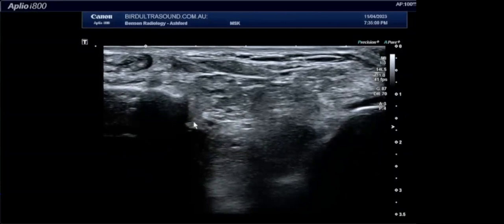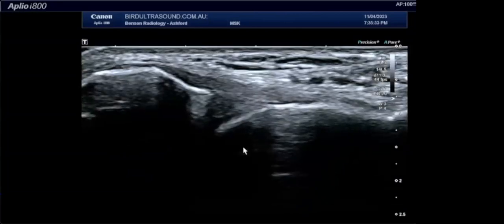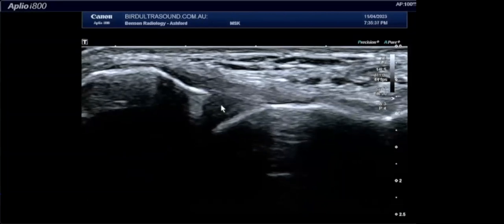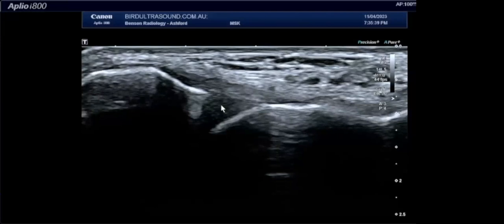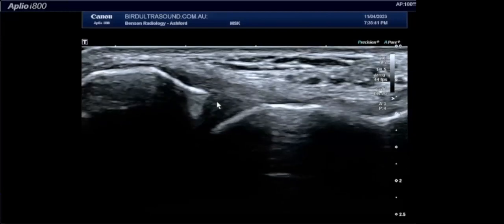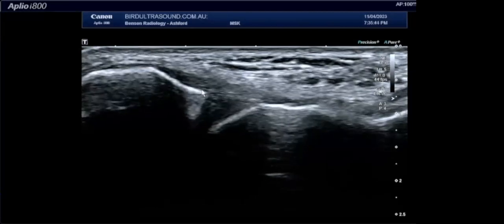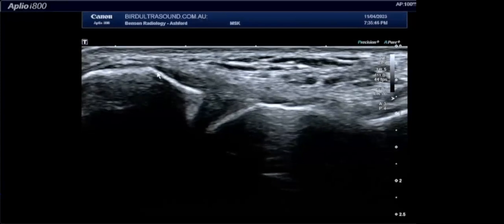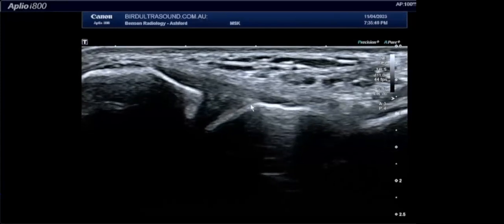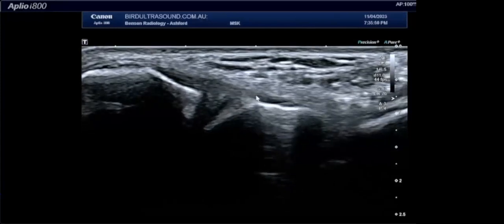What I'm doing now is I'm just placing my thumb underneath the lateral malleolus, and I'm placing my transducer just superior to my thumb. I'm parallel to the sole of the foot, and I have the patient in a bit of passive inversion of the ankle joint. And we can line up two bones here. This is the fibula and this is the talus. And this shows the anterior talofibular ligament.